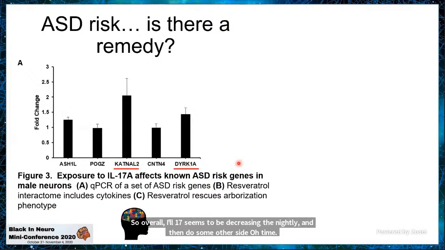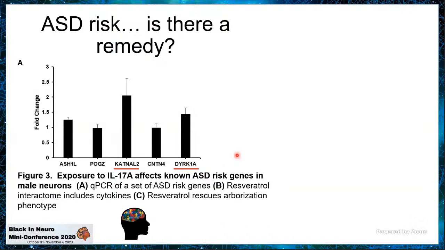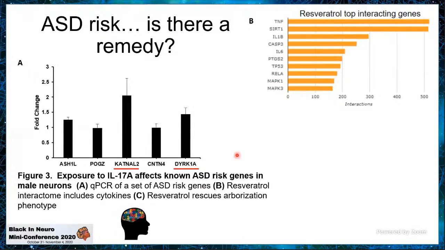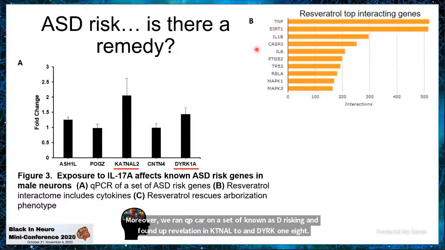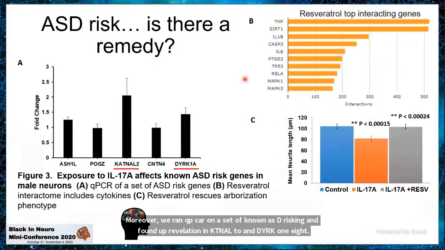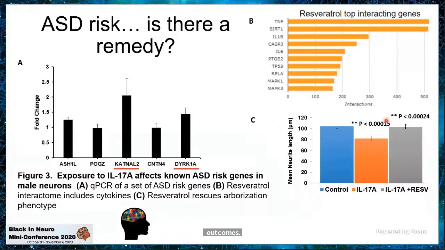So, we see that IL-17A leads to different phenotypes, but could there be a chemical to help alleviate these outcomes? We looked into resveratrol, a potential anti-inflammatory compound that interacts with other cytokines, and found that it rescues the mean neurite length phenotype that we were seeing earlier when undergoing IL-17 treatment.